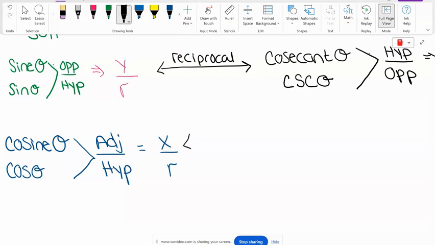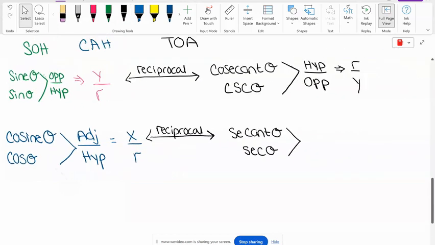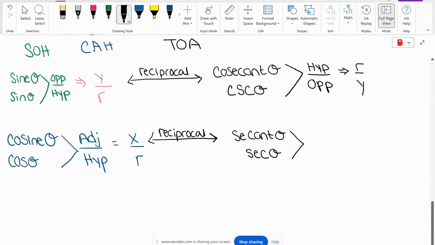Similar to sine, cosine has its reciprocal function, and it's going to be called secant. The shortcut for secant is SEC, and that is going to be the hypotenuse over the adjacent, which will be r over x.